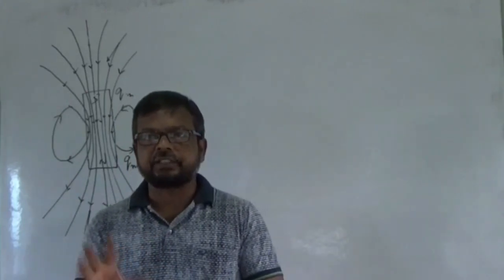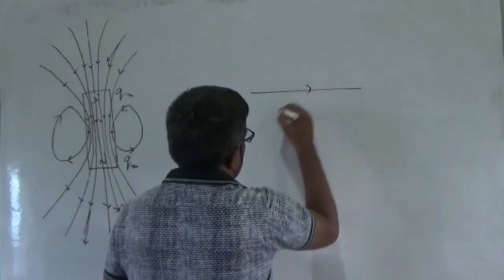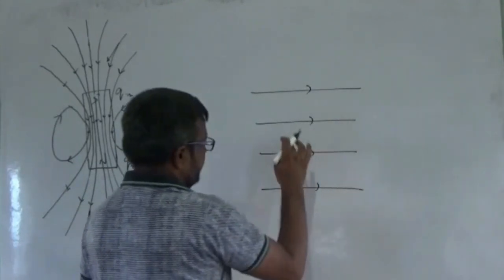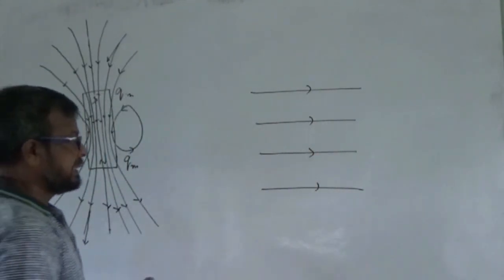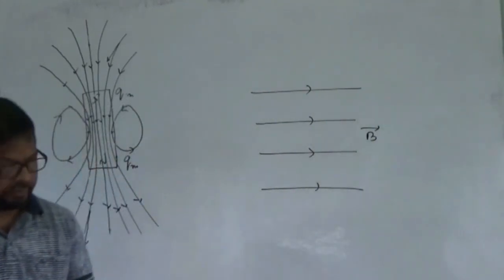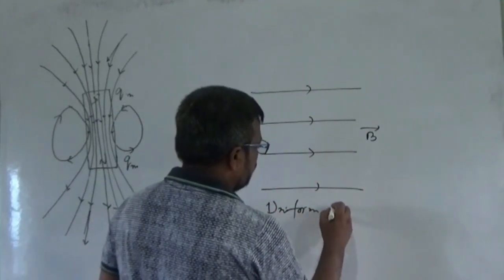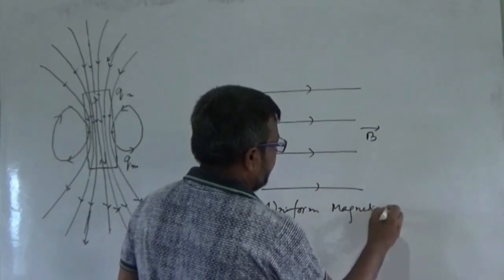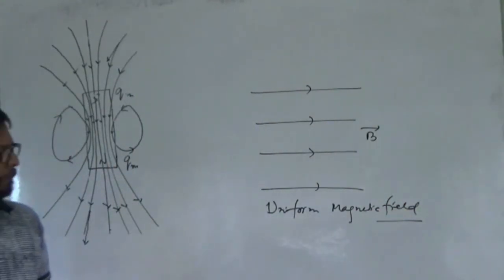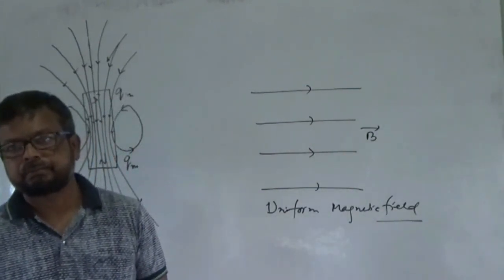And uniform magnetic field is represented by an equidistant set of parallel lines. These are parallel lines and equidistant. The distance between two parallel lines is the same. Then this field is a uniform magnetic field. Clear? Uniform magnetic field is represented by equidistant parallel lines.